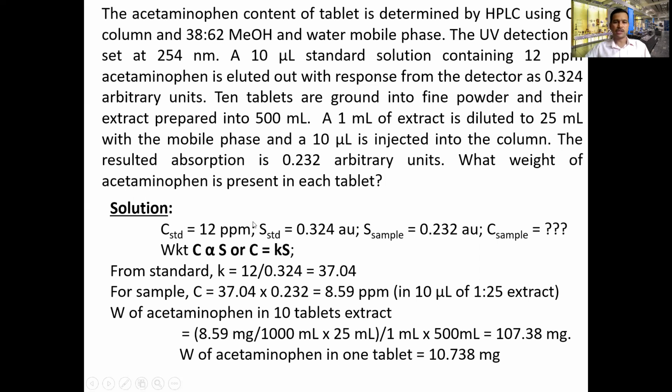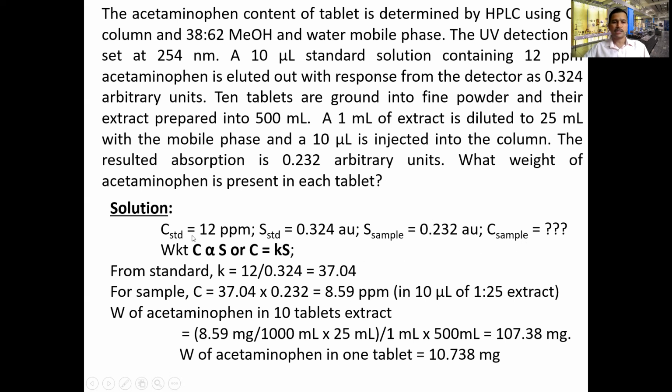So let us start this. What is given? HPLC was used for eluting acetaminophen. Acetaminophen was present in the standard as well as the sample. The concentration of acetaminophen in the standard was 12 ppm, and the signal given by the detector for the 12 ppm standard is 0.324 arbitrary units. Then the sample was introduced. The signal given by the instrument is 0.232 arbitrary units. You have to determine the concentration with respect to this signal.